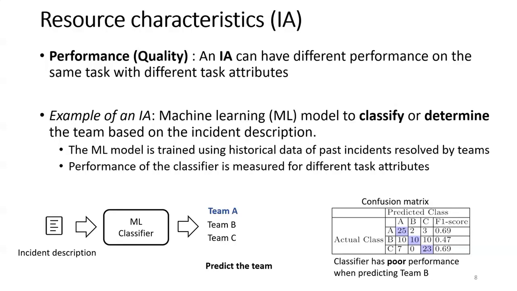The diagonal elements indicate the right predictions made by the classifier, while the off-diagonal elements indicate the confusion in the classifier. We can see that team A and team C have higher accuracy, whereas the classifier has poor performance when predicting team B.